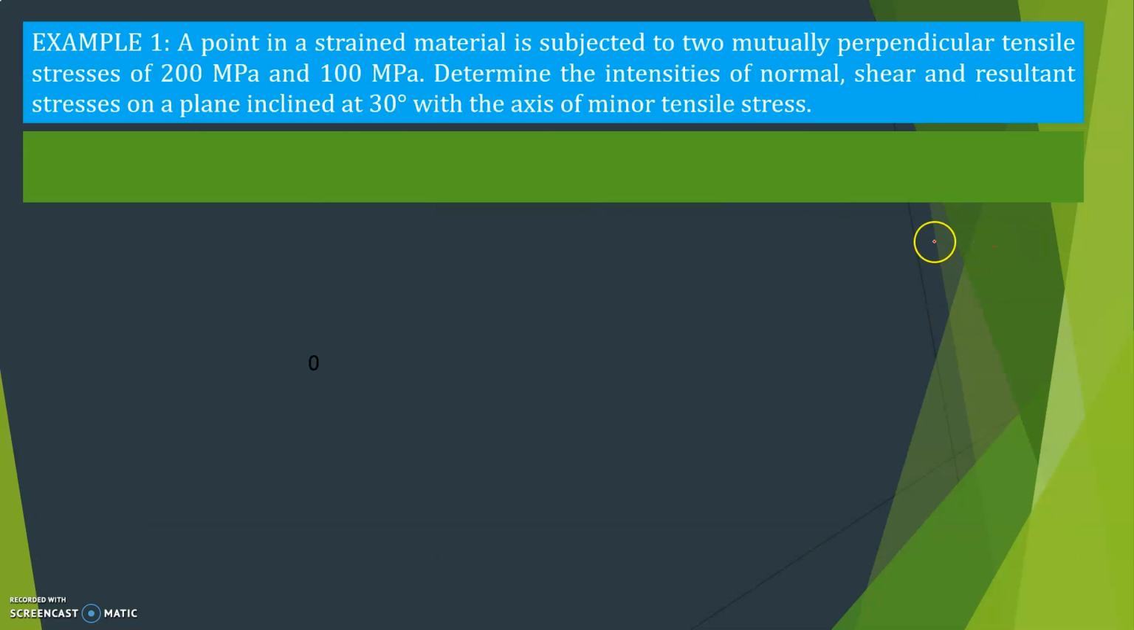Okay, a point in a strained material is subjected to two mutually perpendicular tensile stresses of 200 MPa and 100 MPa. Determine the intensities of normal, shear and resultant stresses on a plane inclined at 30 degrees with the axis of minor tensile stress. This is given here. What is given? Tensile stresses of 200 MPa and 100 MPa.